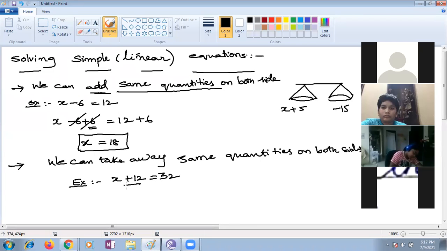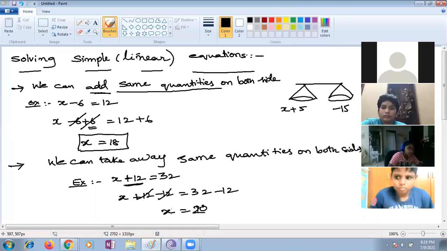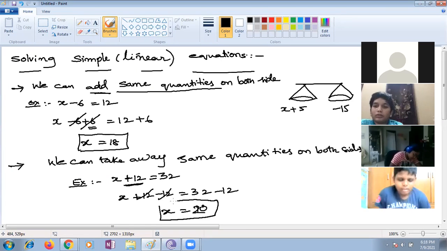Here I can subtract. What number am I supposed to subtract on both sides? Whatever extra number you are seeing beside x, I need to subtract that, 12, from both sides, so that what happens here, children? This minus 12 and plus 12 get cancelled, and x is nothing but 32 minus 12. Its value is 20. This is the second thing.